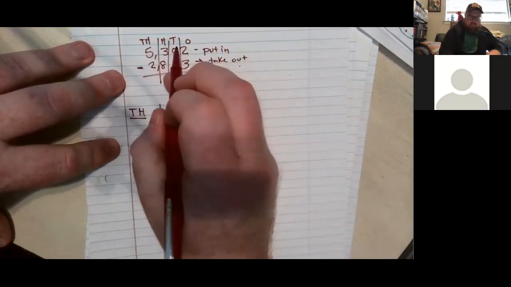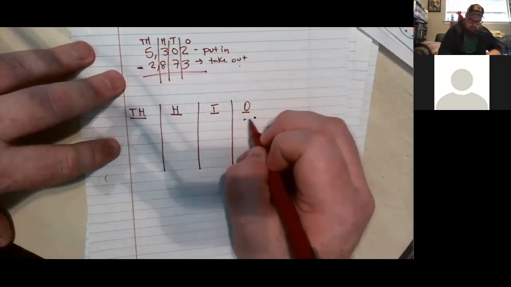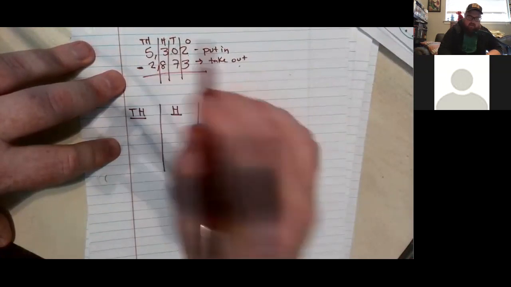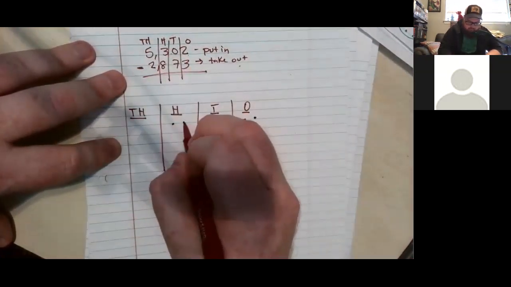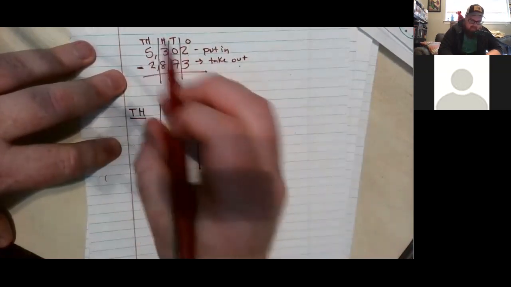We're going to draw that first number in there. 1, 2. Oh, look, 0 in the tens place, so we're not going to put anything there. 3 in the hundreds, and then 5 in the thousands.